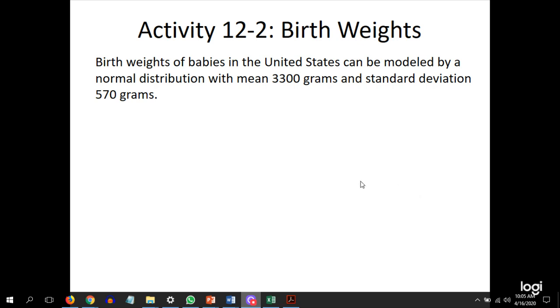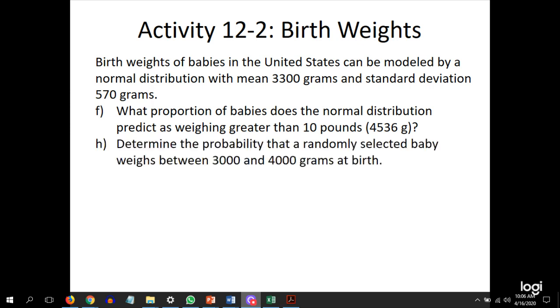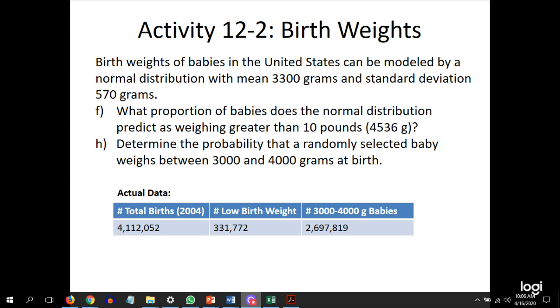And then the two questions we're going to pursue in this video are: what proportion of babies does the normal distribution predict as weighing greater than 10 pounds, instead of less than? That's a change. And then we want to determine the probability that a randomly selected baby weighs between 3,000 and 4,000 grams at birth. We're going to answer both those questions using Table 2, by hand, and then check our answer using technology, and then we'll also compare that at the end with the actual data.